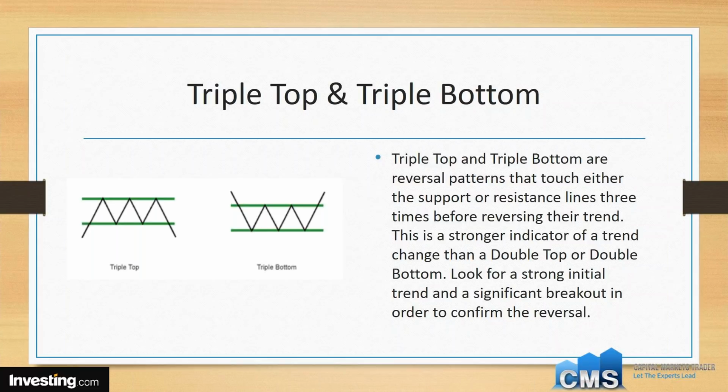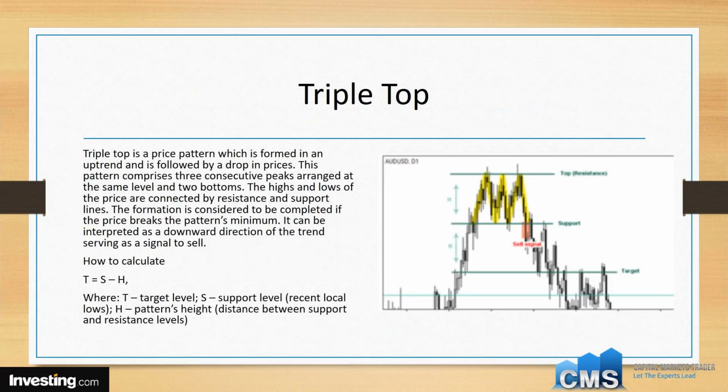Triple tops and triple bottoms are reversal patterns that touch either the support or resistance line 3 times before reversing their trend. This is a stronger indicator of a trend change than a double top or double bottom. Look for a strong initial trend and a significant breakout in order to confirm the reversal. And pay very close attention to volume and use an additional technical analysis tool such as RSI or stochastics. Or MACD will also help you extremely well in these situations. Now, triple top is a price pattern which is formed in an uptrend.